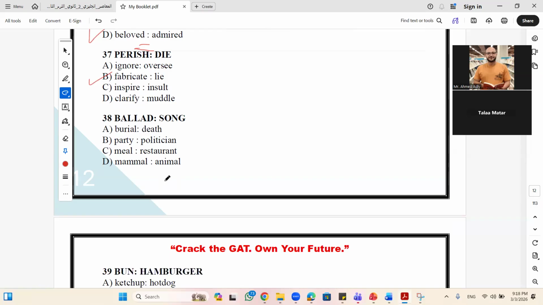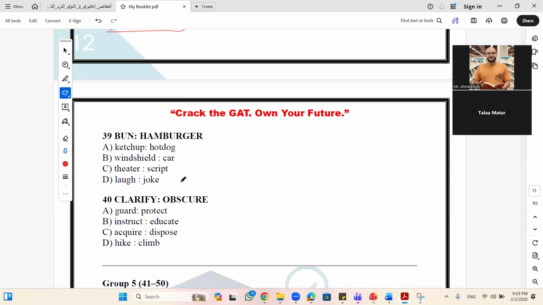Perfect, because a ballad is a type of slow romantic song. So what is a ballad? A ballad is a slow and romantic song. So here, a mammal that gives birth to babies is an animal.